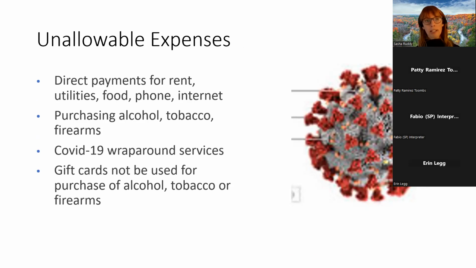More unallowable expenses: direct payments to patients or to community members for rent, utilities, food, phone, internet. This list can continue. So it would be utilizing this public health equity grant and giving essentially cash to community members. That's not allowable.